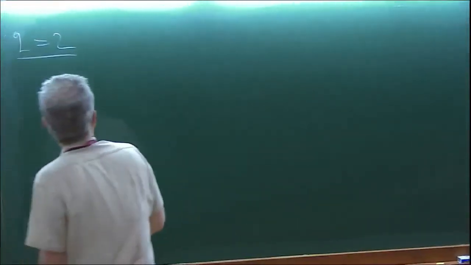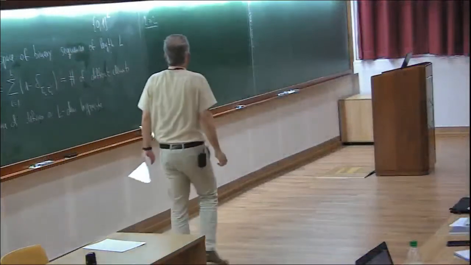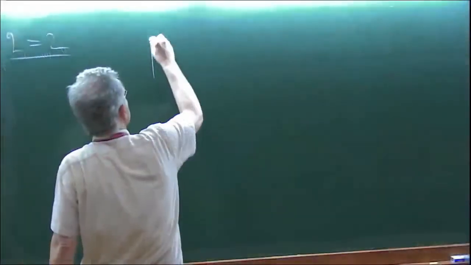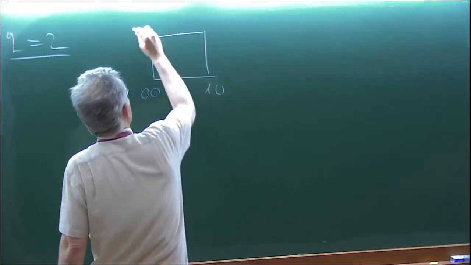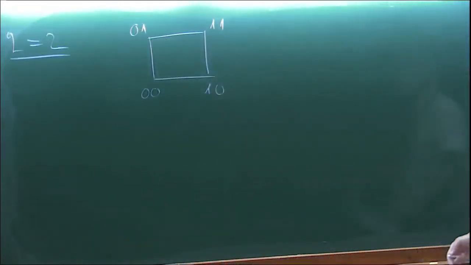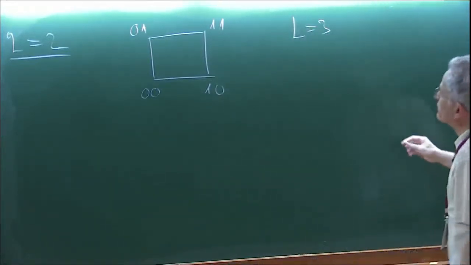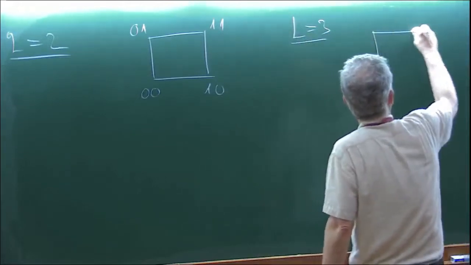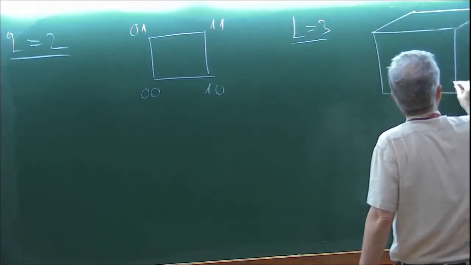Okay, so let's look at the case L equal to 2, right? So there we have 4 binary sequences, and they form a square. All right, so here is 0, 0, here is, let's say, 1, 0, 0, 1, 1, 1. So this is a two-dimensional cube. L equal to 3 is slightly more interesting, and also the only case that is easy to draw that is not completely trivial. So let's draw a cube.